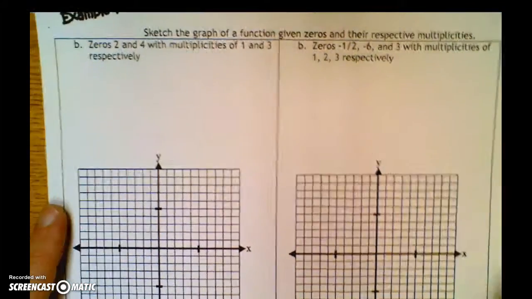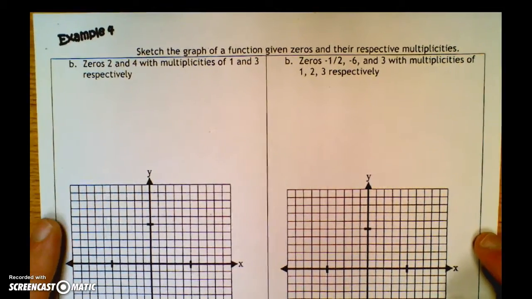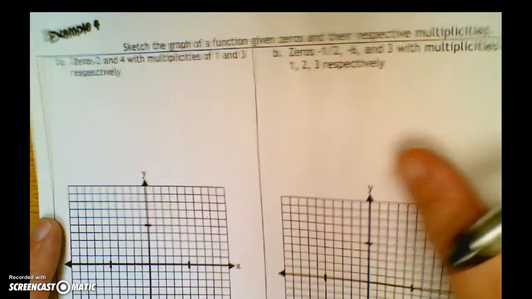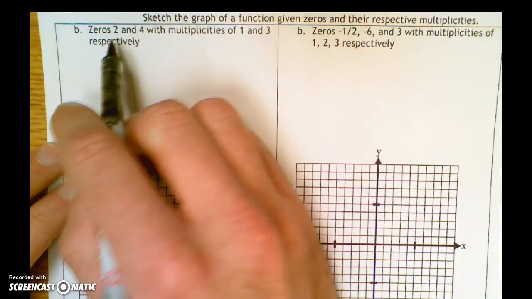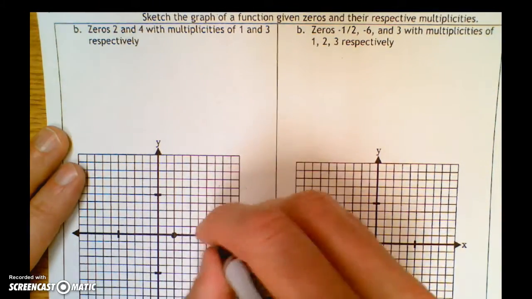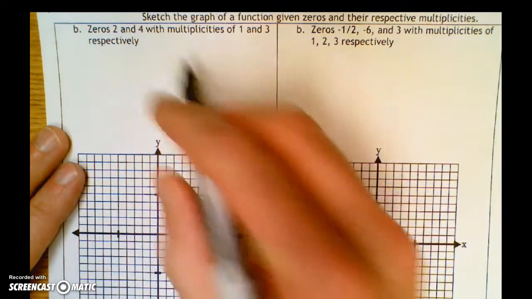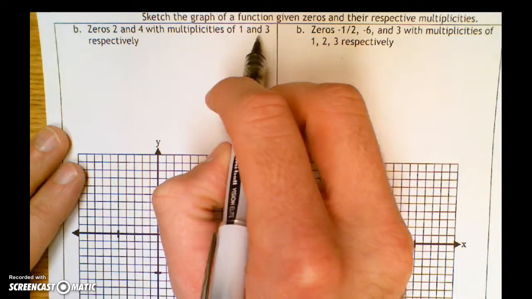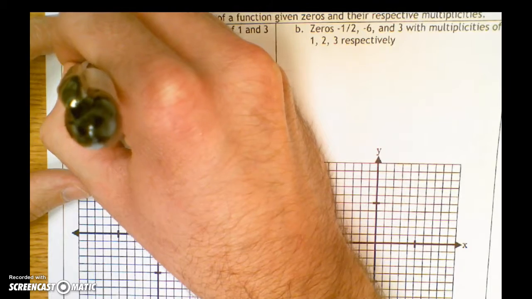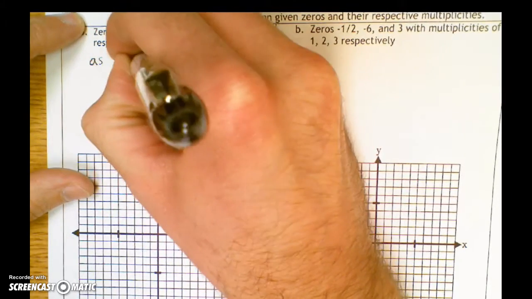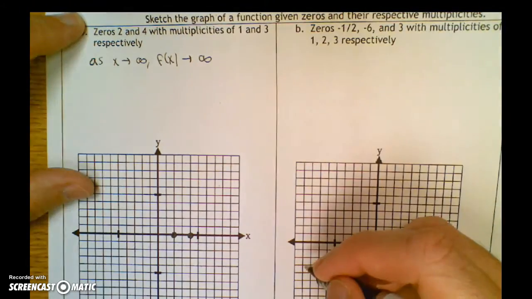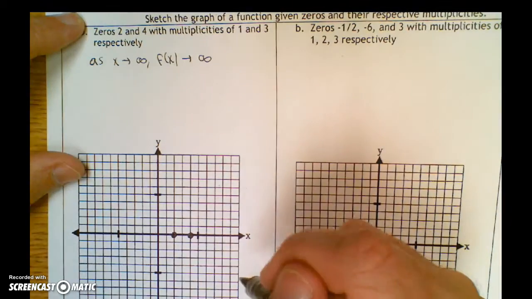So let's take a look at example 4. Here it's asking for the sketch given the zeros and the multiplicities. So for letter B, your zeros are 2 and 4. So I'm going to put points at 2 and 4, with a multiplicity of 1 and 3 respectively. And here, let's include that as x approaches infinity, f of x approaches positive infinity. This way we know if I'm ending up or if I'm ending down.